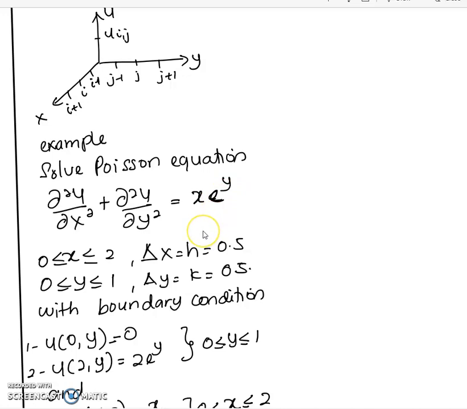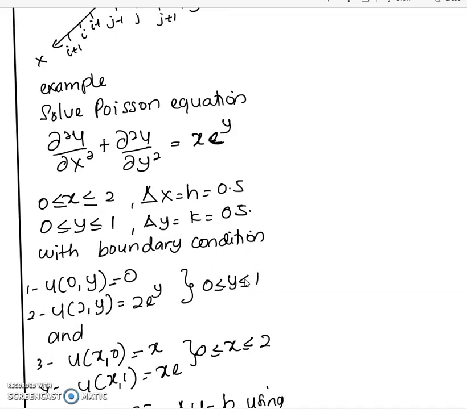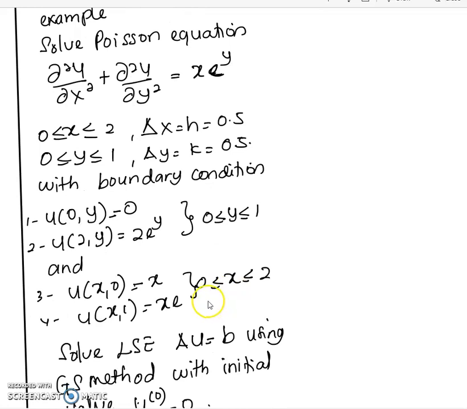Now we consider the problem on the domain x between 0 and 2 and y between 0 and 1, with the interval size delta x equal to h equal to 0.5 and delta y equal to k equal to 0.5. We have four boundary conditions. The first is for y between 0 and 1: when x equals 0, u is equal to 0, and when x equals 2, u equals 2 to the power y.